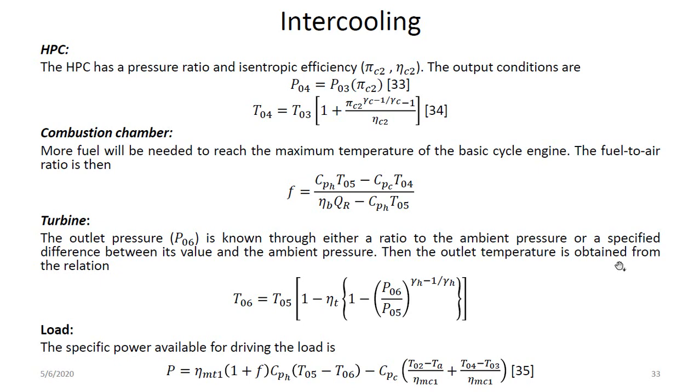and the power available to drive the load will be equal to the power that is generated by the turbine minus the power that is consumed by these two compressors, which is given by this equation 35.